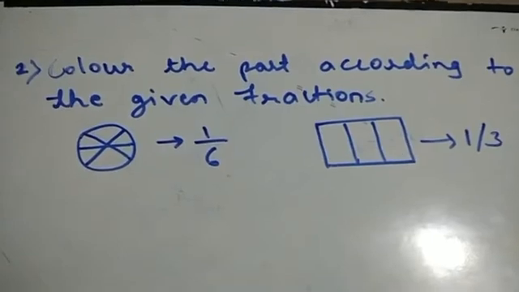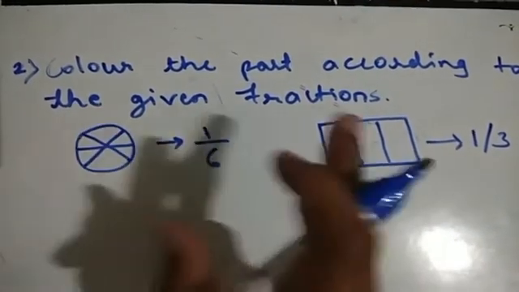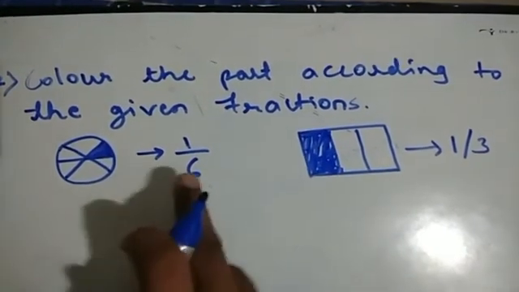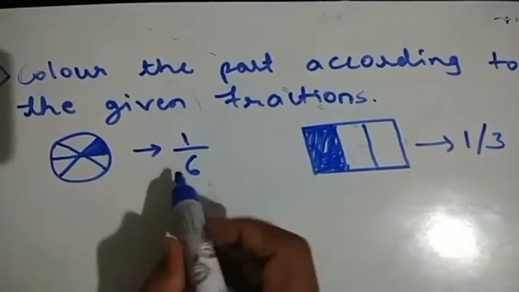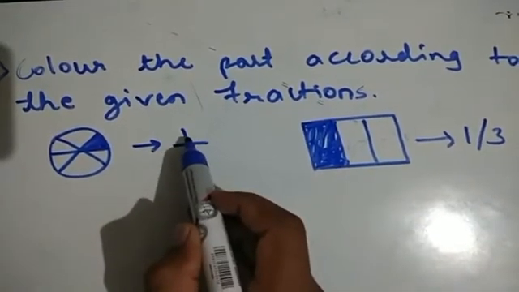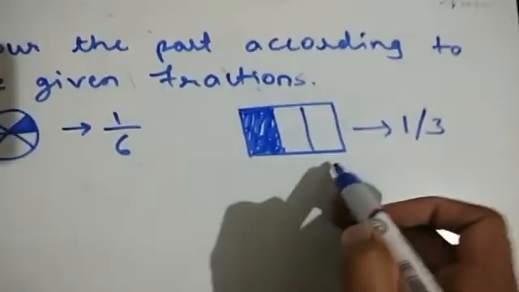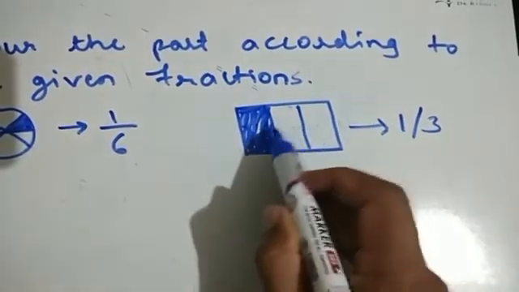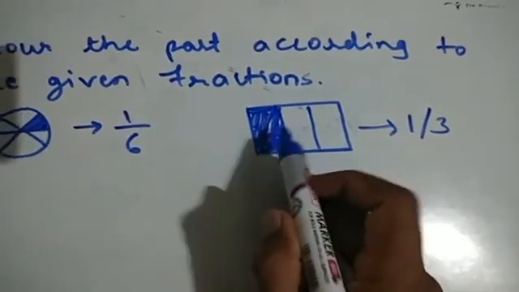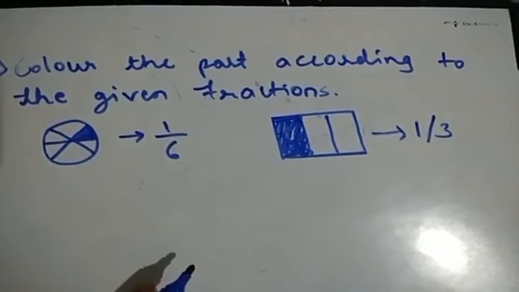See one more question. Color the part according to the given fractions. Here first example we can see 1 upon 6. So according to this fraction, out of 6 parts, 1 part we need to color. So here see, 1 part I colored. In the second example we can see, students, out of 3 parts, 1 part we need to color. Therefore 3 parts we have, 1 part I colored here. So in this way we can shade the given parts or color.